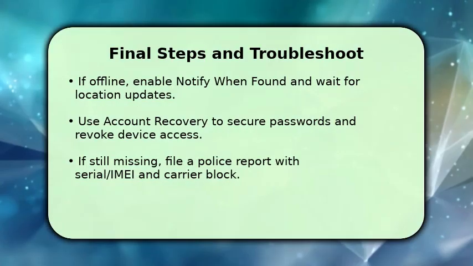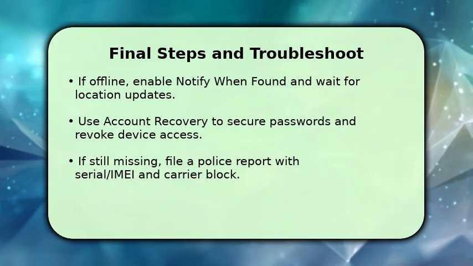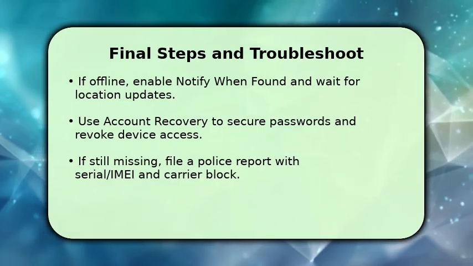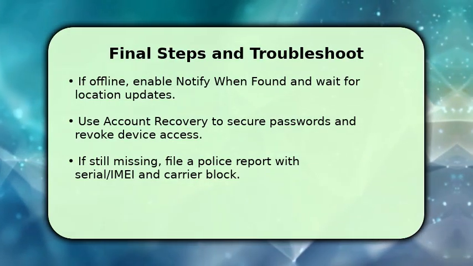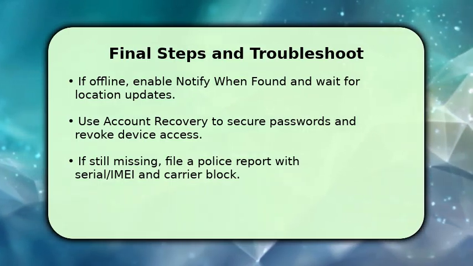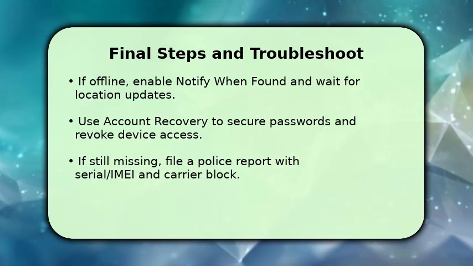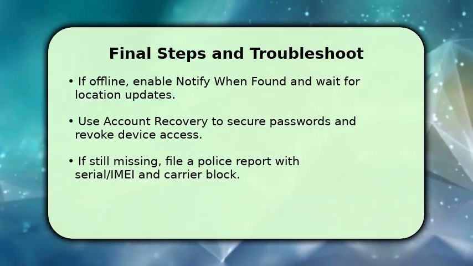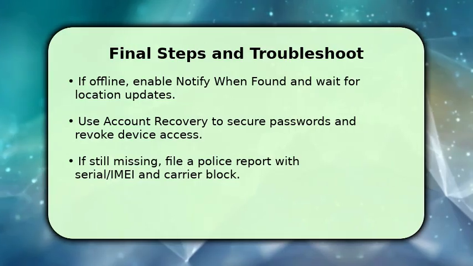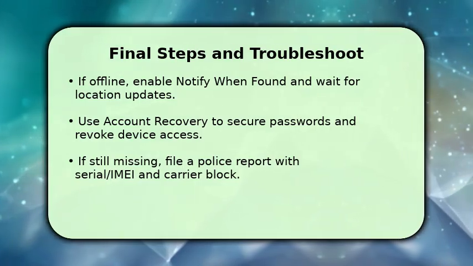To finish, if the device is offline, enable notify when found so you get an alert when it reconnects. Check periodically. Make sure to change critical account passwords and revoke any sessions tied to the missing device to stop data access. If recovery fails, contact your carrier to block service and provide the IMEI so the phone is unusable. Then file a police report with identifying info.